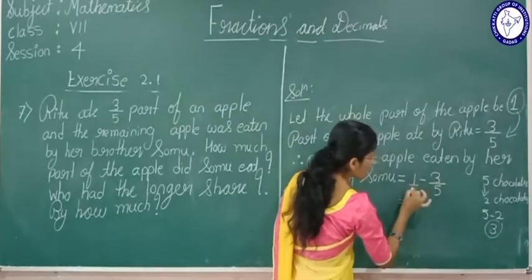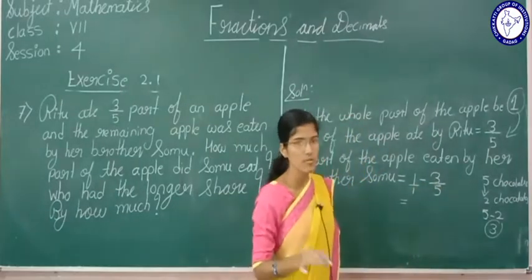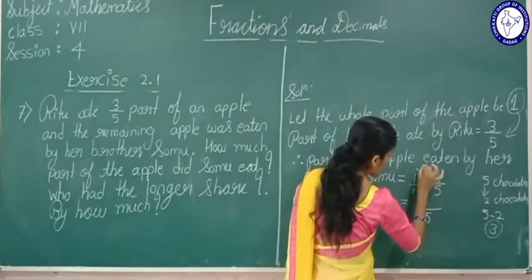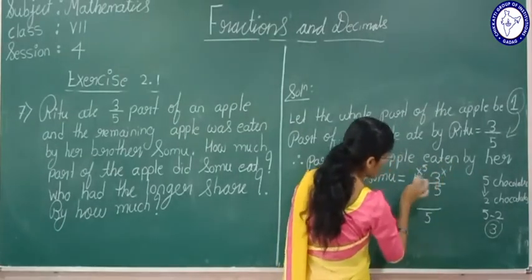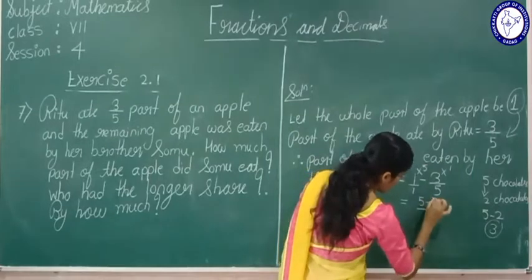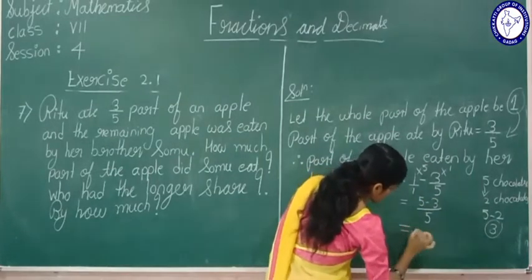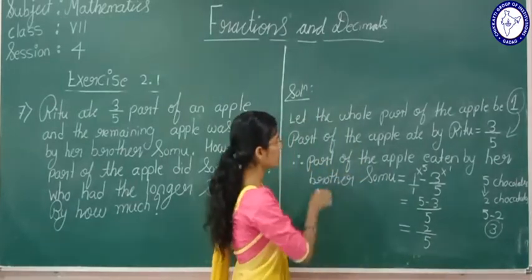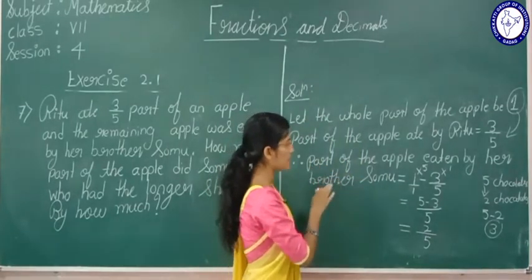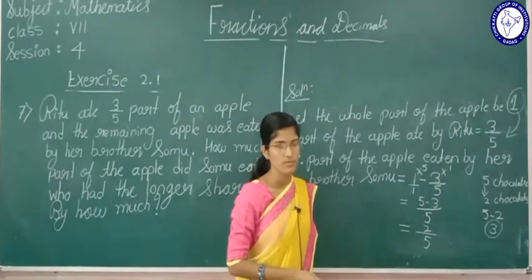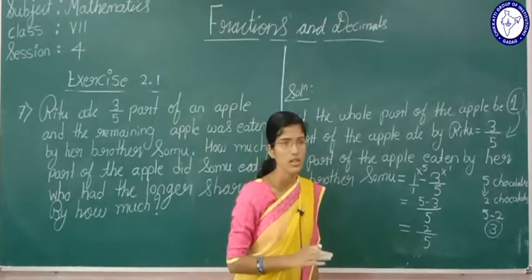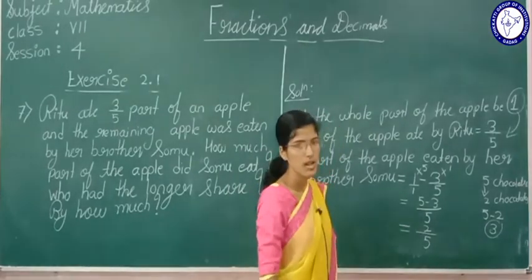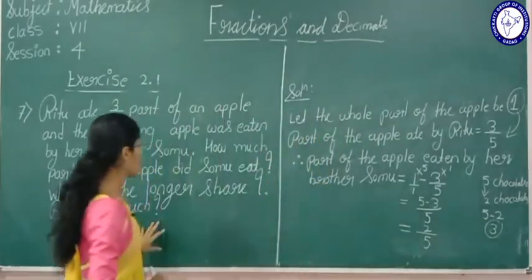What is the LCM of 1 and 5? Definitely the LCM of 1 and 5 is 5. 1 5s are 5. 1 5s is 5 minus 3. What is 5 minus 3? 2 by 5. Part of the apple eaten by her brother Somu. Her brother Somu ate 2 by 5 of apple.